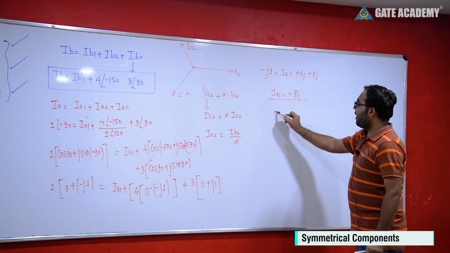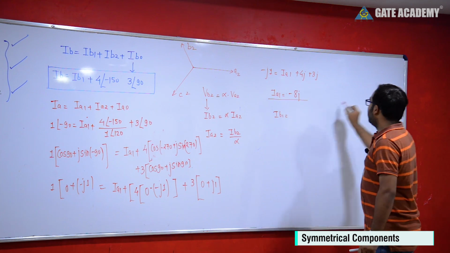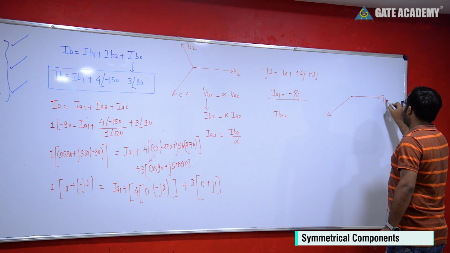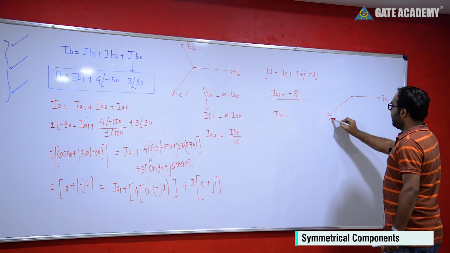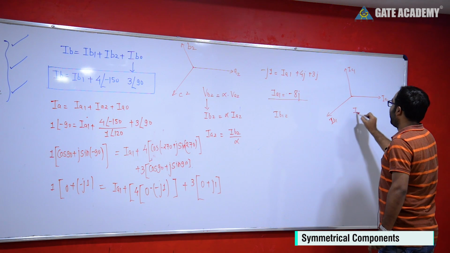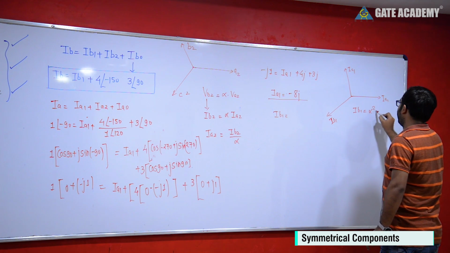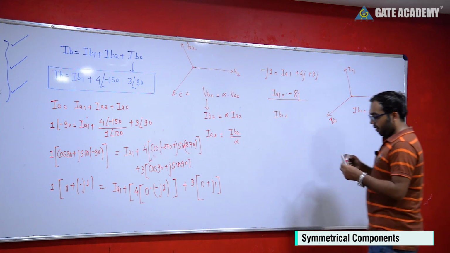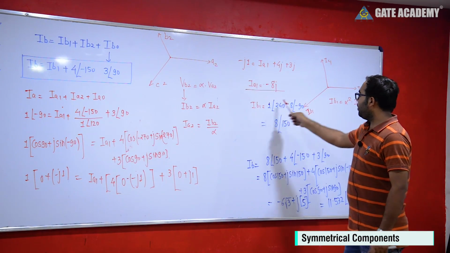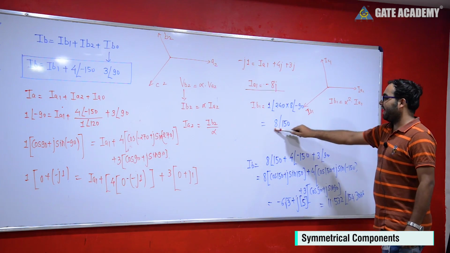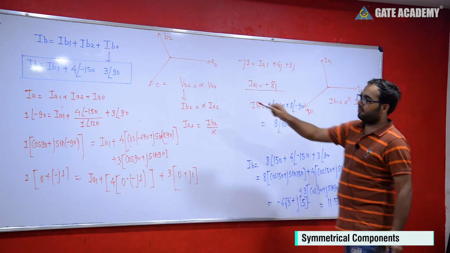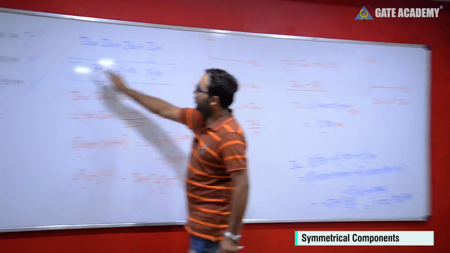Now we are in need of IB1. So what is the relation? The positive sequence is like this: A, so IA1, then IB1, then IC1. So we can say the value of IB1 is equal to alpha square times IA1. So what will we get? When we put IB1 equal to alpha square times this, we are getting this value in PU. So when we put this value in terms of IB, we are getting IB1.